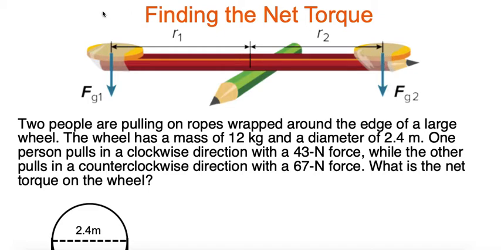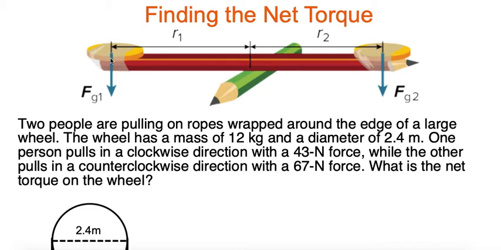So these are just pennies on the end of a pencil. Pretty basic idea using things you can find anywhere. But we have a penny here, and we have a penny here, and that produces a balanced system. Okay, so our net torque in this type of problem would be 0. The torque exerted by that penny is going to be equal to the torque exerted by that penny.